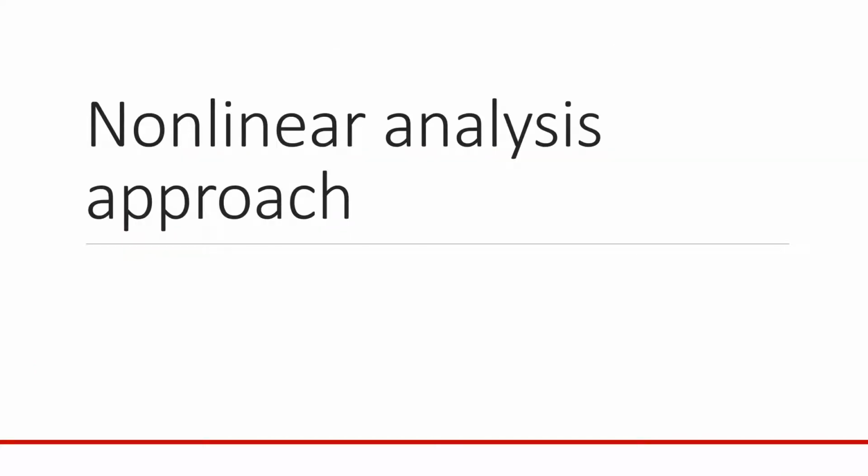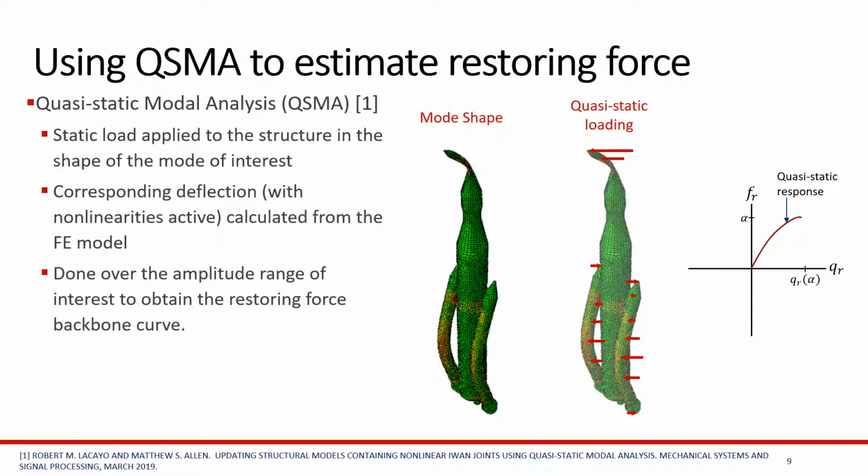Now let's talk about our nonlinear analysis. We're using QSMA or quasi-static modal analysis to obtain the restoring force backbone curve. In QSMA, a static load is applied to the structure in the shape of the mode that you're interested in calculating the nonlinearity of. The corresponding deflection with all the nonlinearities active is calculated from the finite element model, and then this can be done over the amplitude range of interest to get a restoring force backbone curve similar to something that is shown over here.